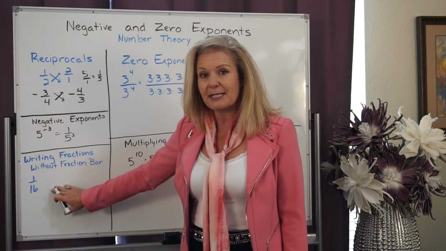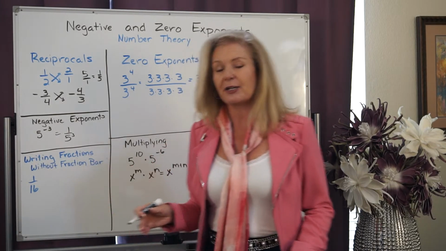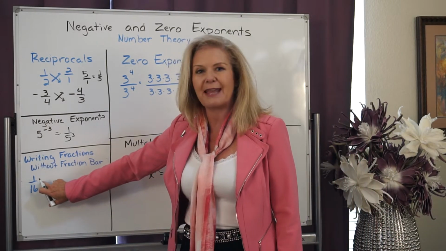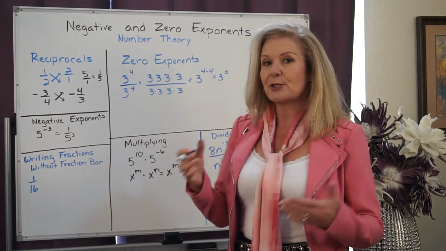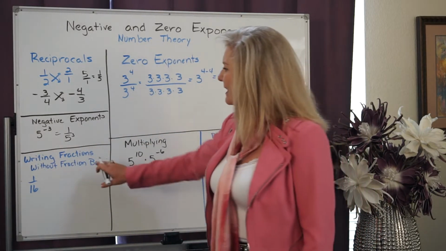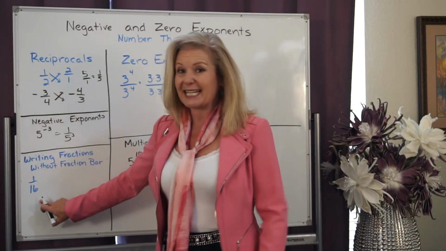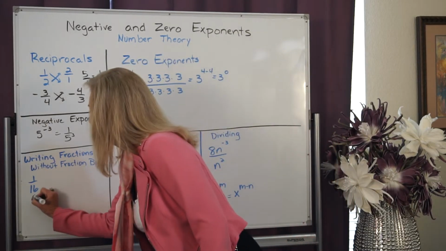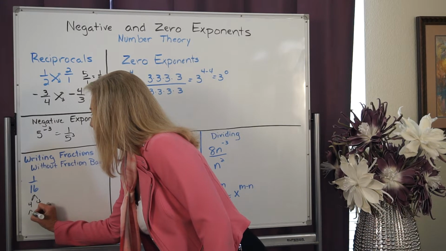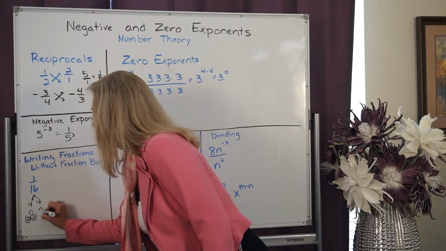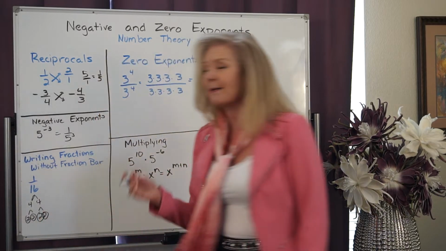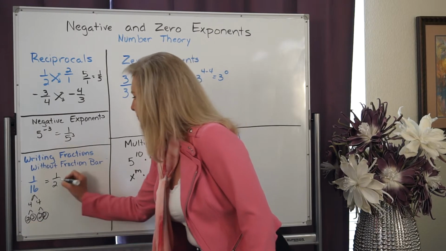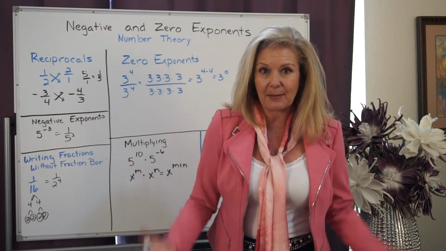Now, sometimes you're going to be asked to take a fraction and you're going to be told, please write that fraction without a fraction bar, which means we're going to get rid of that division bar right there. Well, in order to do that, we need to take a look at the exponents. So right now, 16 doesn't have any exponents with it, so I'm going to use prime factorization to break 16 down. So I know 16 can be 4 times 4, and I know that's 2 times 2, and I know that's 2 times 2. So I'm going to rewrite 1/16 as 1 over 2 to the 4th power. They mean the same thing.